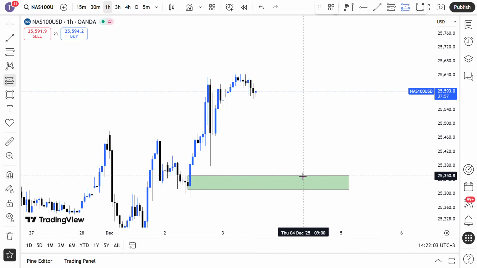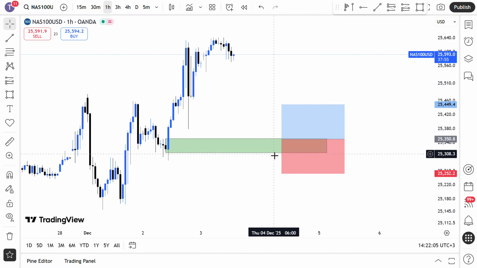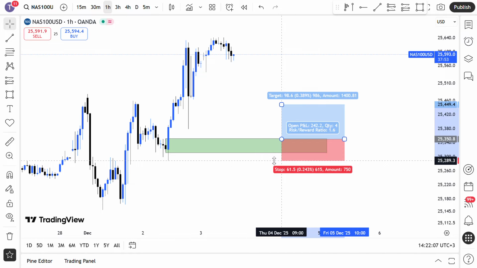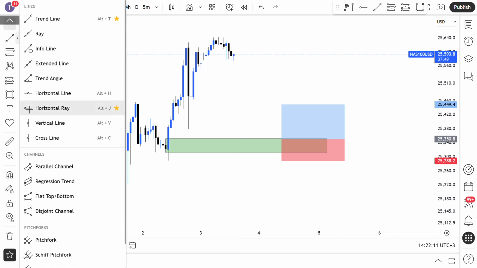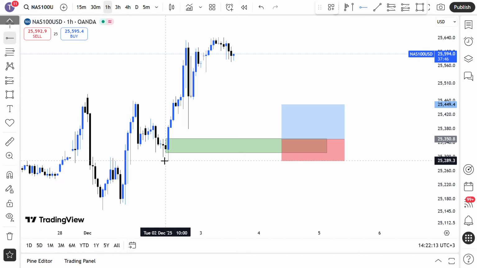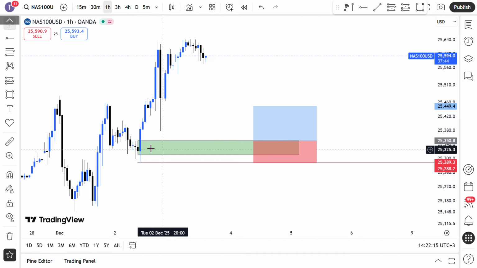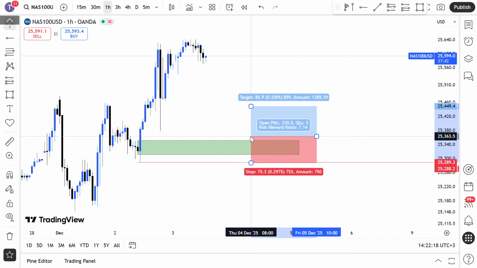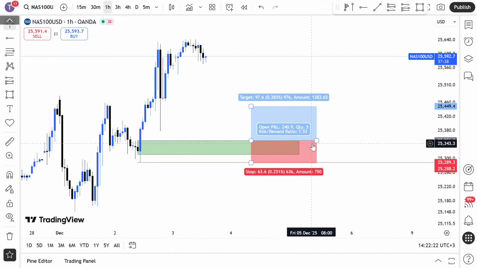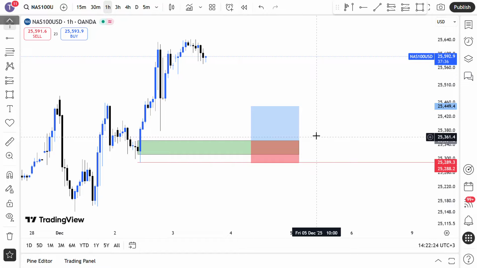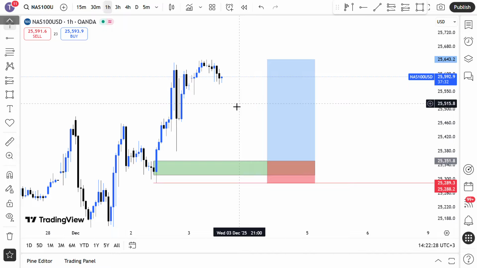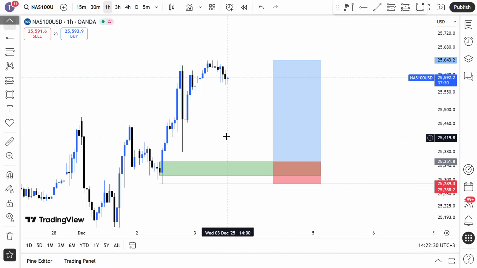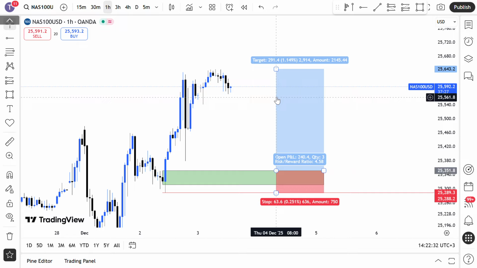So that will be my entry from this point here. Stop loss just below this low here. This is where my stop loss will be, below this low. The entry will be from this order block, and then the stop loss below that area, and then my full take profit will be up here. So I'll be waiting for price to come into this area, and then I have my entry to the upside.